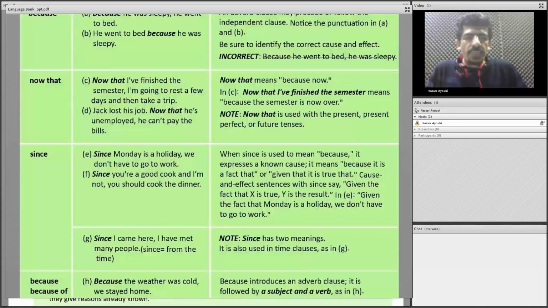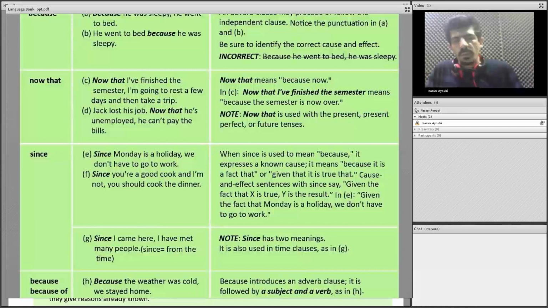Now that I finish this semester, I'm going to rest a few days and then take a trip. D. Jack lost his job. Now that he's unemployed, he can't pay the bills. Now that means because now. In sentence C, now that I finished the semester means because the semester is now over. Note, now that is used with the present perfect, or future tenses.